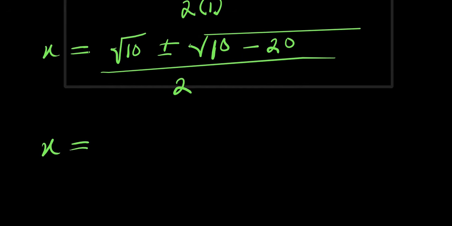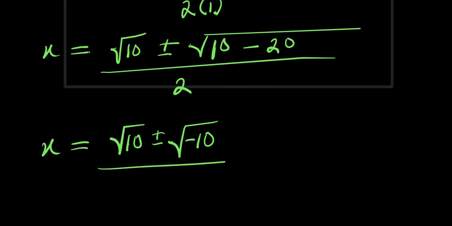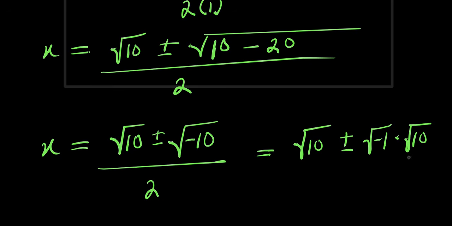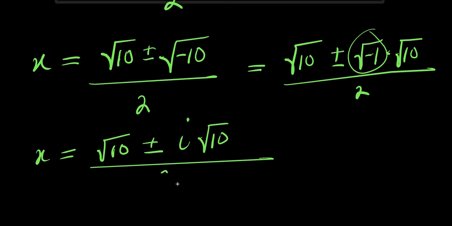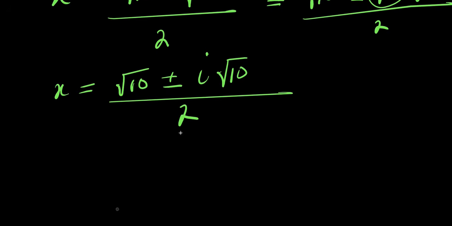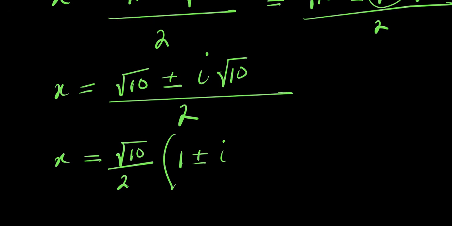From here, x equals square root of 10 plus or minus the square root of negative 10, divided by 2. This is square root of 10 plus or minus the square root of negative 1 times square root of 10, divided by 2. So from here, x equals square root of 10 plus or minus the square root of negative 1, here is i, times square root of 10, divided by 2. I can factor out root 10 over 2. x equals root 10 divided by 2 times 1 plus or minus i.